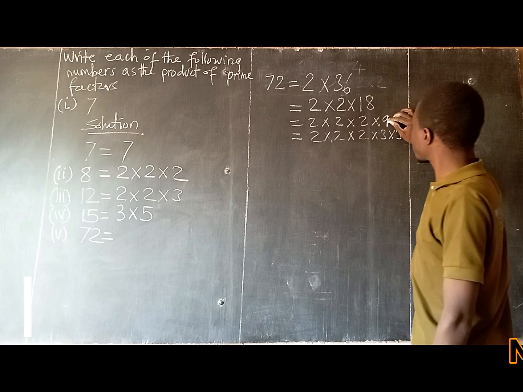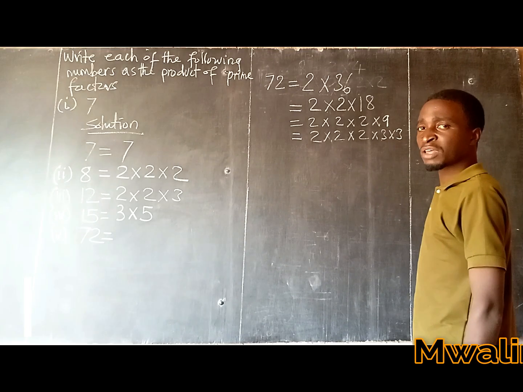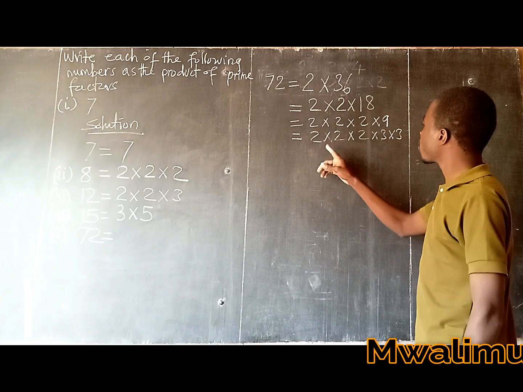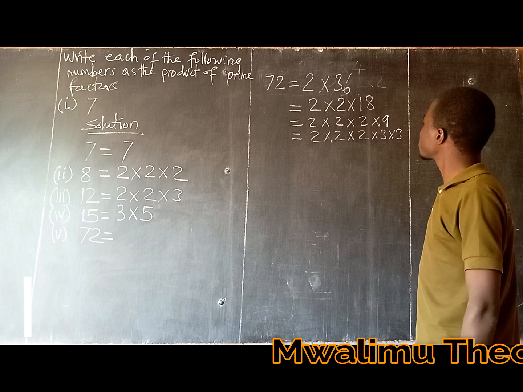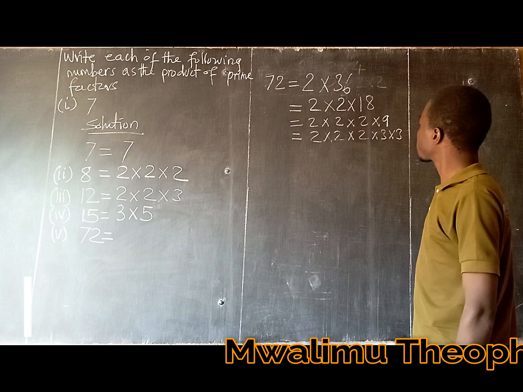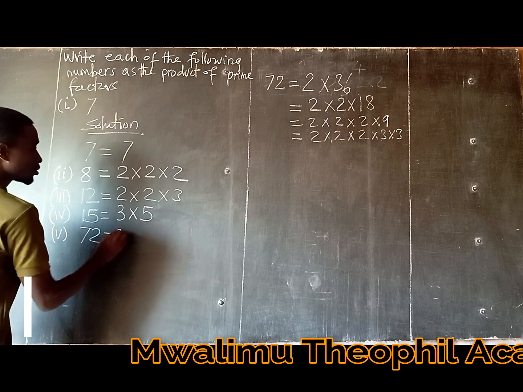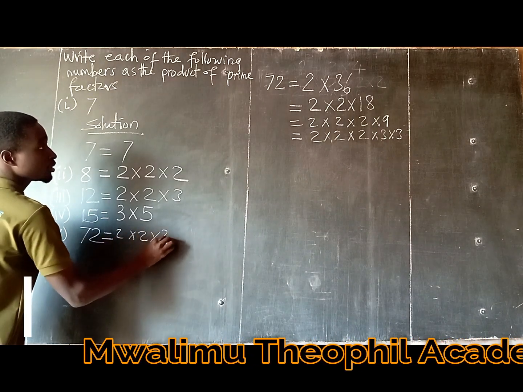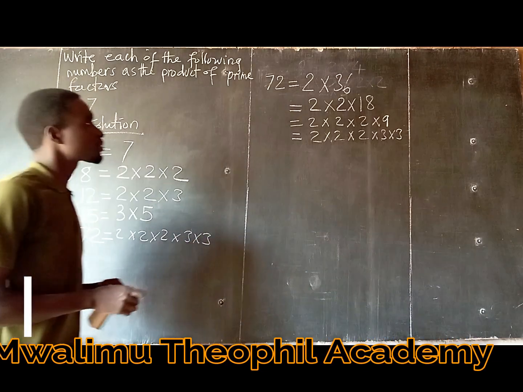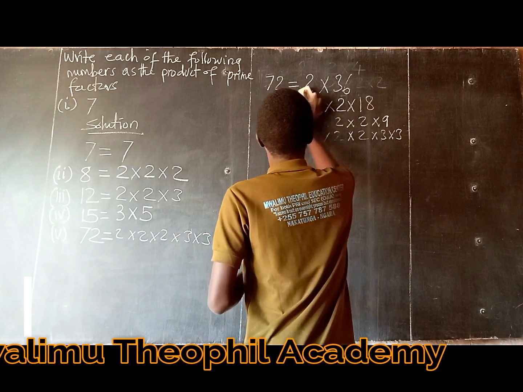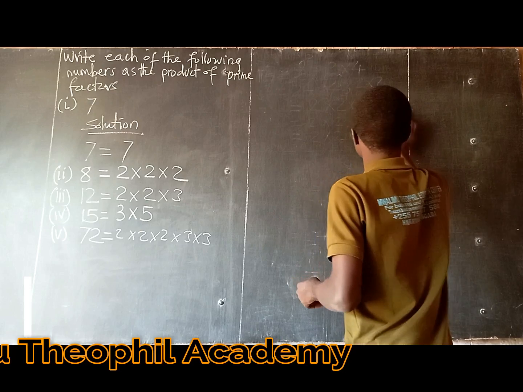Now we have broken down number 9 into 3 times 3. Yes, 3 and 3, all of them are prime numbers. So we are through with the prime factors of 72, which give us 72 when they are multiplied. So 72 as a product of prime numbers will be equal to 2 times 2 times 2 times 3 times 3. Yes, this is the way we carry out writing numbers as the product of prime factors.